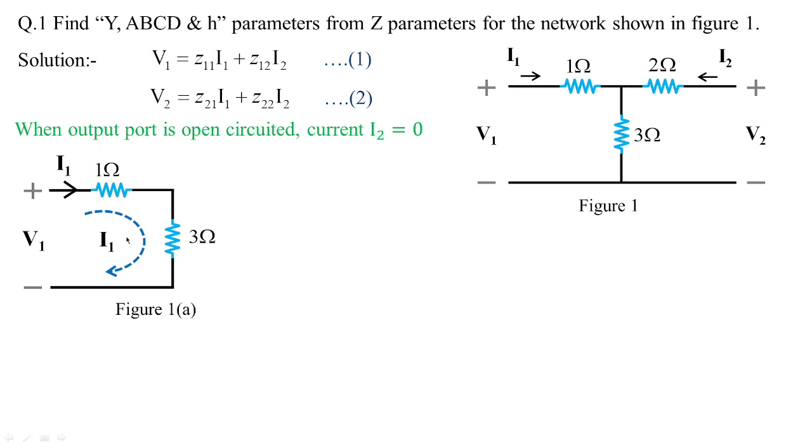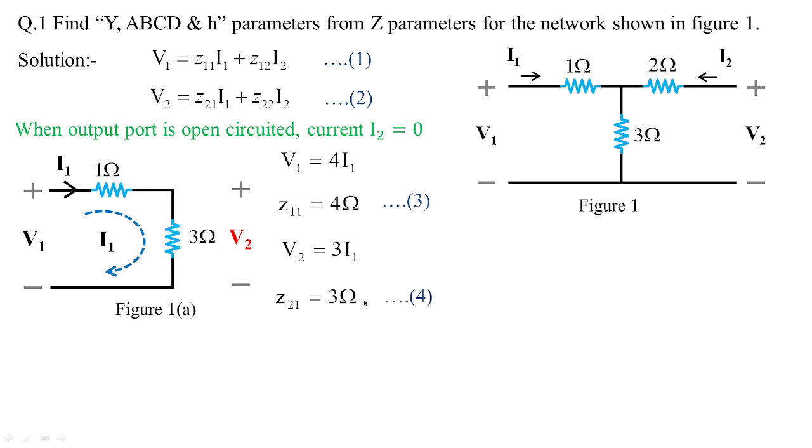From this we can easily obtain V1 in terms of I1 and V2 also in terms of I1. How? With the help of Ohm's law. So V1 is equal to 1 plus 3, that is 4 I1. Hence we get the value of Z11, which is equal to 4 ohms. Now V2 is equal to 3 I1. It's simple Ohm's law applied across 3 ohms. So V2 is equal to 3 I1, and what we have obtained is Z21, whose value is 3 ohms.